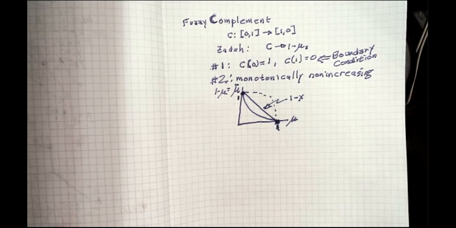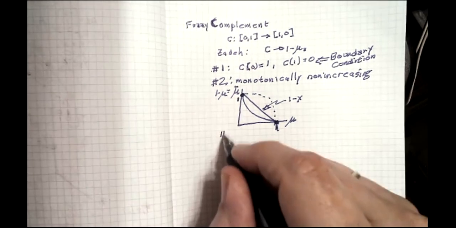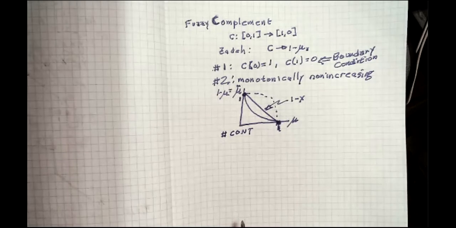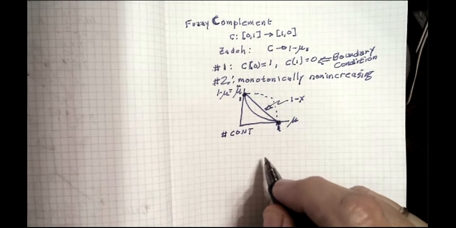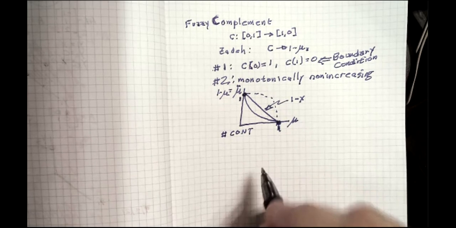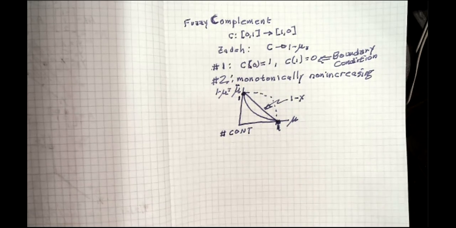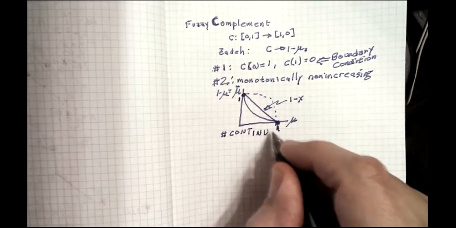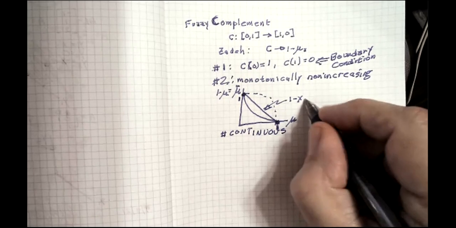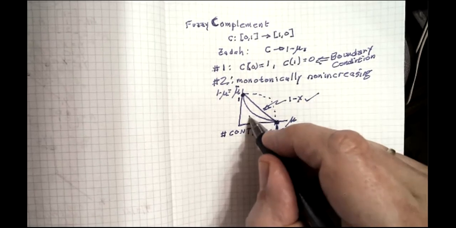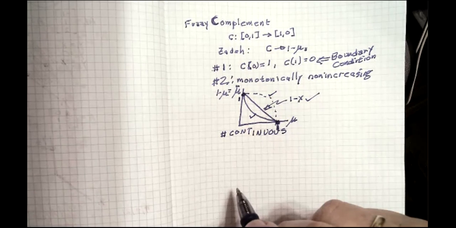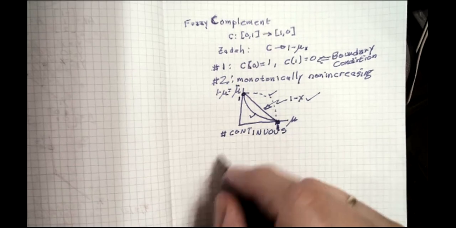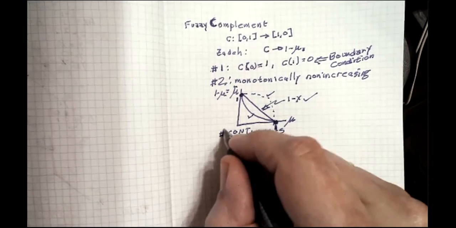The third one is that we would like it to be continuous. In other words, we don't want a complement to go up to a point and then do a big jump. So it needs to be continuous. 1 minus x is continuous. This curve that I wrote here is continuous. This is continuous also. So we would like it to be continuous. And here's a rough one. This one's very interesting. This is number 3, by the way.